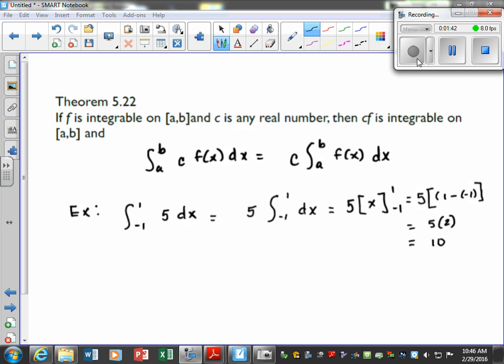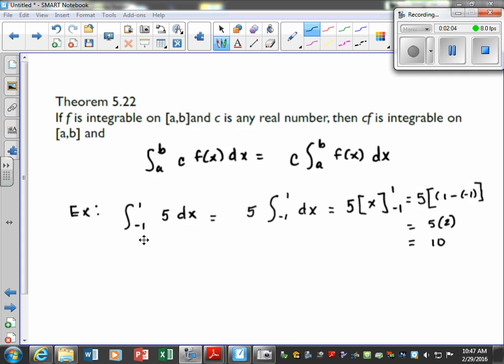Alright, our next theorem is going to be 5.22, and if f is integrable on a to b and c is any real number, basically all this is saying is we can pull the c out front, and we did that same thing a lot of times when we work with derivatives as well, and that's something we've been doing, so this should be very familiar to you.